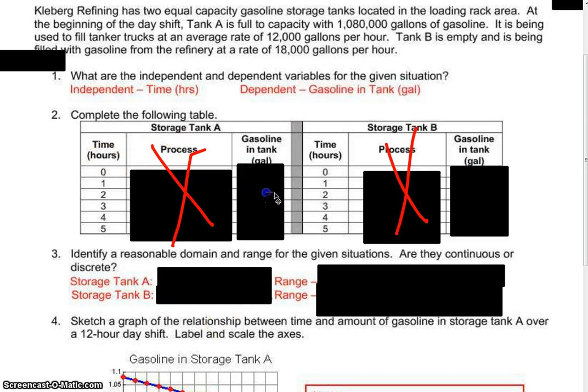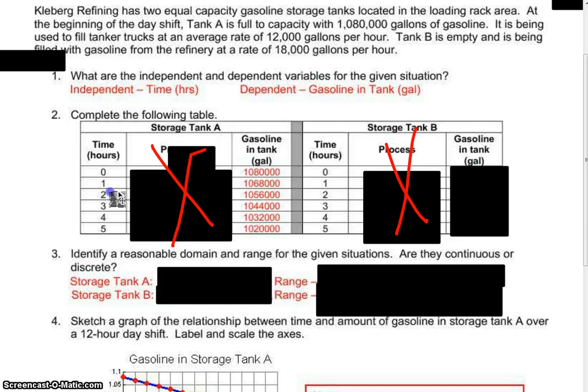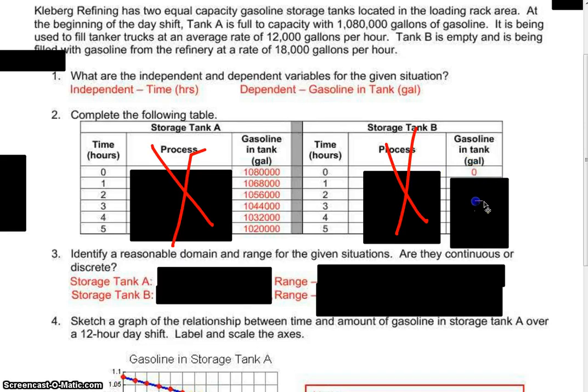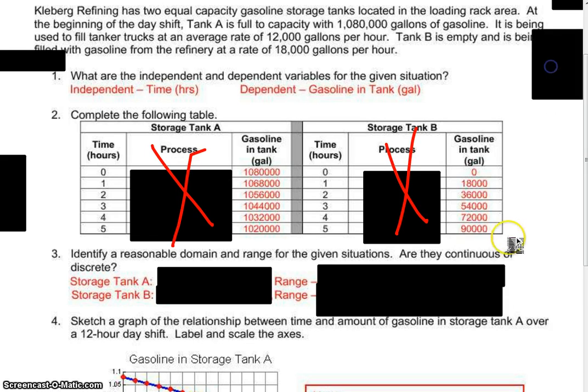So at the beginning, for the first tank, we have 1,080,000 gallons in there. We're taking it out at a rate of 12,000, so that it becomes 1,068,000, 1,056,000, 1,044,000, 1,032,000, and 1,020,000. Then the other tank is empty to start with, and we're filling it at a rate of 18,000. So after 1 hour, it's 18,000. After 2 hours, it's 36,000. After 3 hours, it's 54,000, 72,000, 90,000. Okay, so we've got your tables filled in.